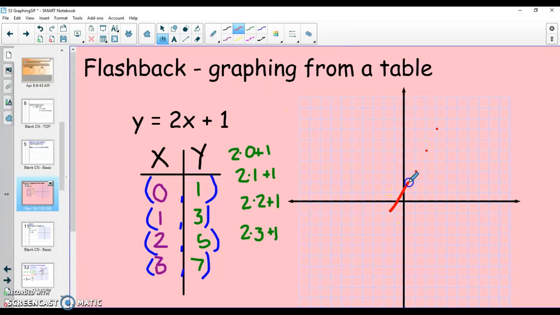All I do is connect my points, and there you go. And that is how you graph a linear equation in slope-intercept form using a table.